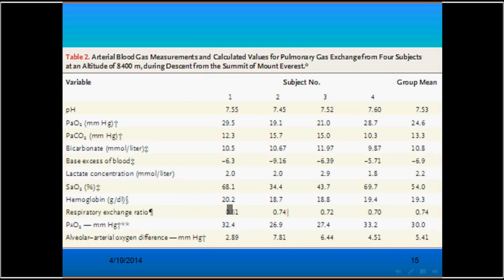But the adaptation here is that the hemoglobin is large, about 20 gram percent. Second person, also the same thing: alveolar pressure of oxygen is about 27. This is a normal lung, and so the arterial oxygen is very low, about 19. Carbon dioxide is washed out, bicarbonate washed out, and there is base deficit. And also the same thing, saturation is very low, and hemoglobin content is large.